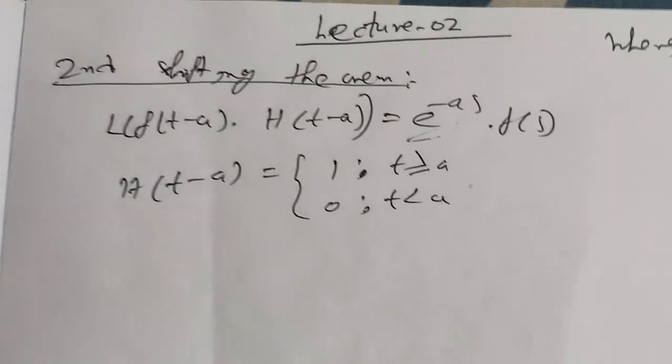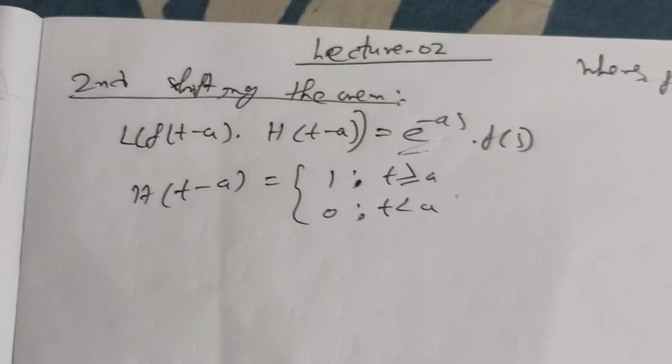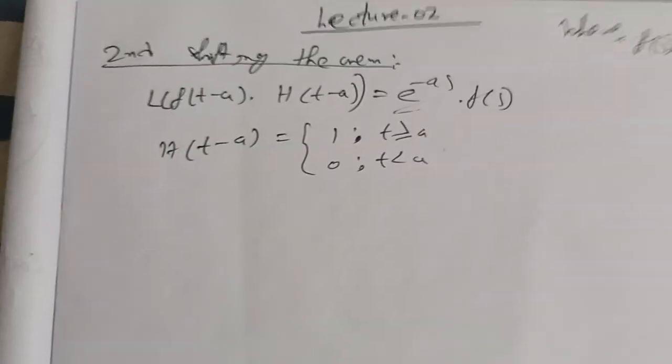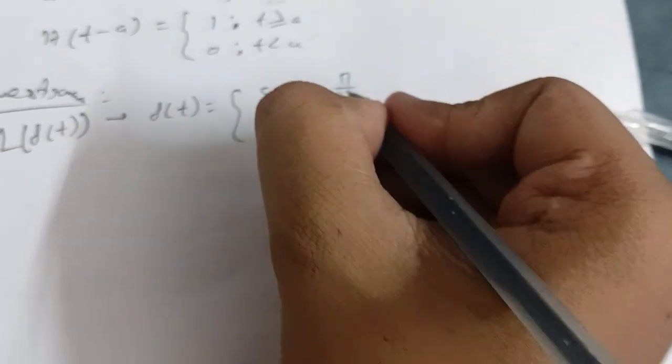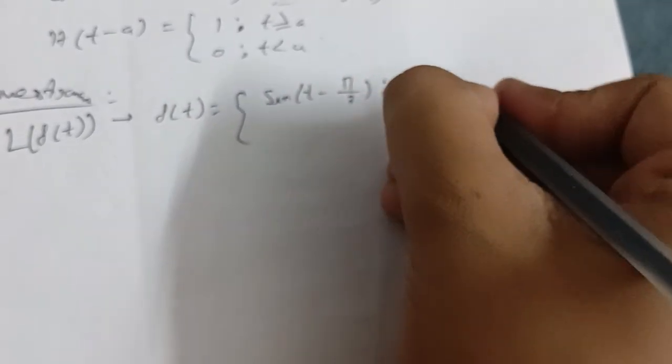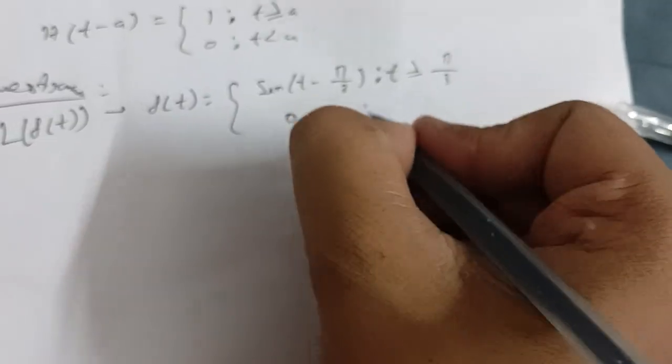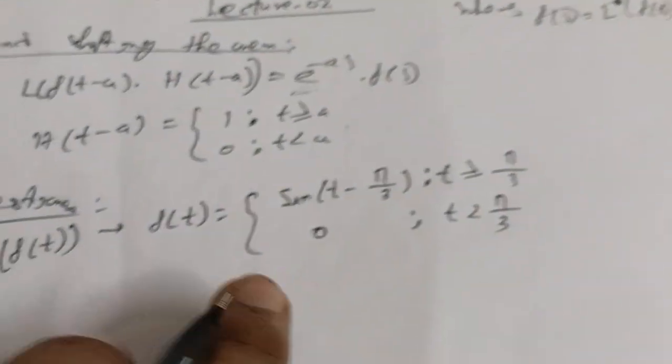In the previous lecture I told you about its proof and its inverse proof. So today we will do some questions. The first question is the Laplace transform of a function f of t, where f of t is sine of t minus pi by 3 when t is greater than or equal to pi by 3, and 0 when t is less than pi by 3. If this is the function, we have to find its Laplace.